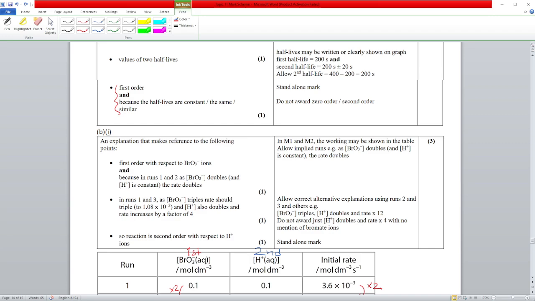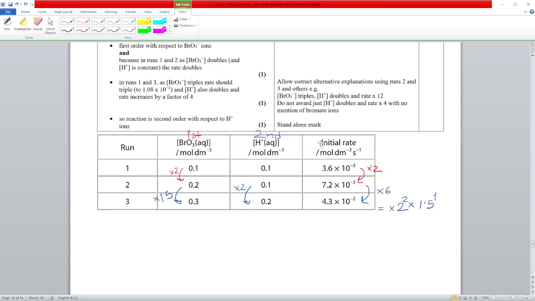B1, experiment 2, the initial concentrations. Again, another awful question. The examiners hate you, I'm sorry. Again, we have bromate. It is doubling, and the initial rate also doubles. Doubling for both means initial rate is 2 to the power of 1, which means this is first order.